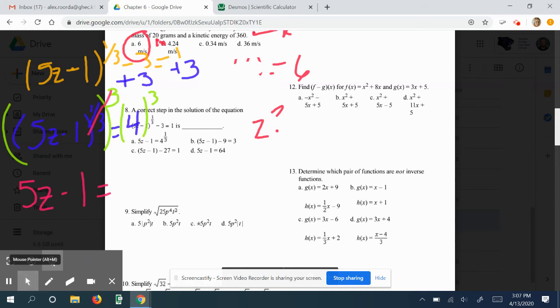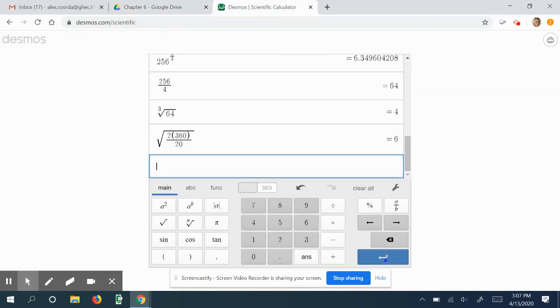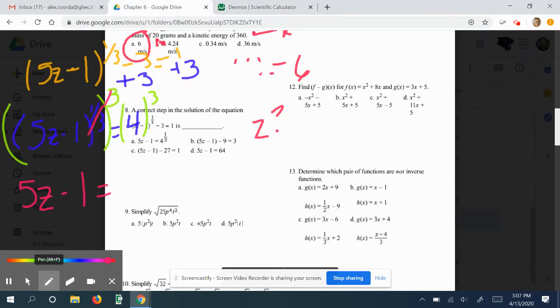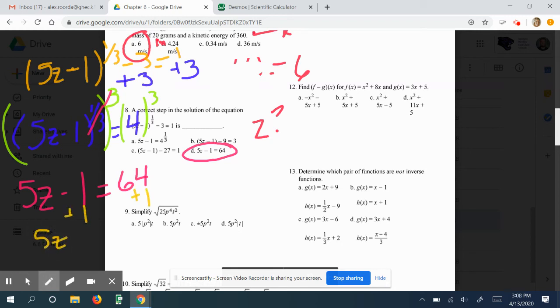Well, we kind of did that problem earlier. We can look at it in Desmos in case we forgot. 4 to the 3rd is 64, and so we say it is equal to 64. And now I look and I see that that actually is D. That's step D. So D is the correct answer for number 8. We're not asked to find z, but if we were asked to do that, we would just add 1. We'd get 5z is equal to 65, and then z would be equal to 13. That's what z equals.